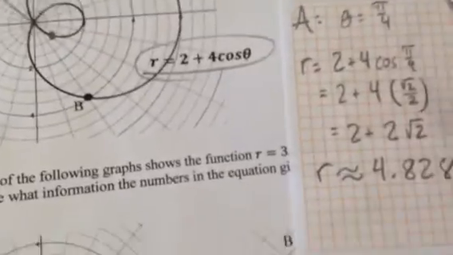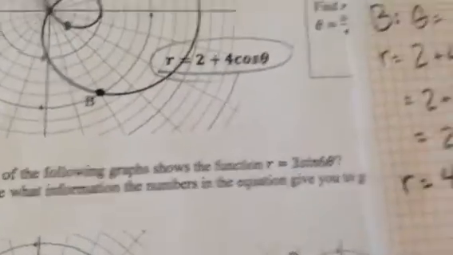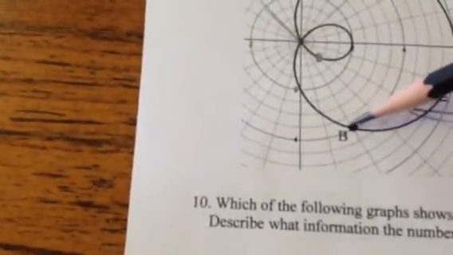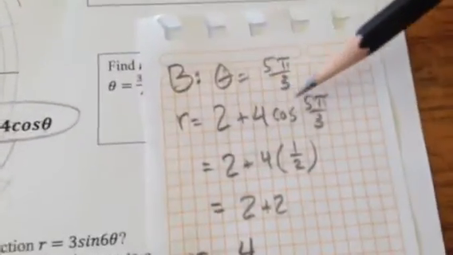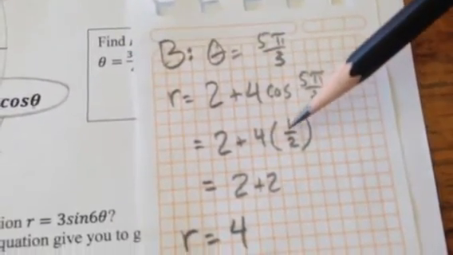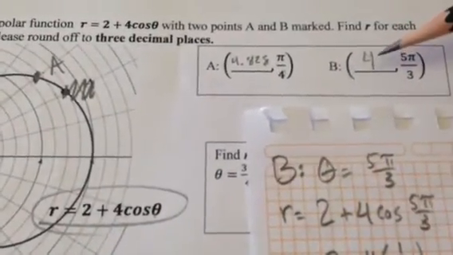All right, point B is, let's see, over here on this piece of paper. And for point B, the angle is 5 pi over 3. All right, that one I got right. There's 5 pi over 3, there's point B. So I put that angle into the equation. The cosine of 5 pi over 3 is 1/2. 4 times that is 2. 2 plus 2 equals 4. And so there's my r value for point B, 4.